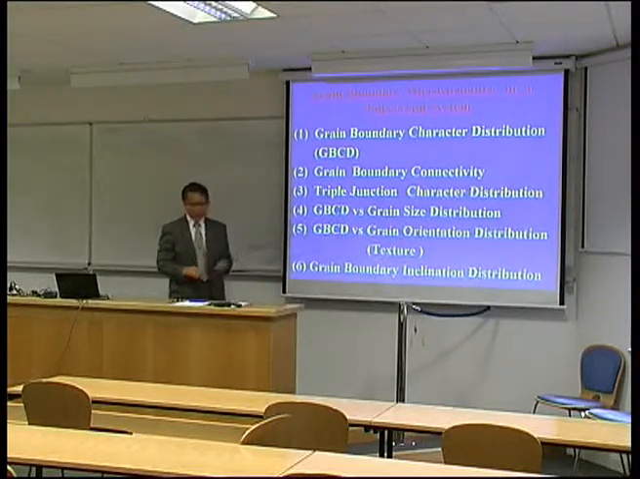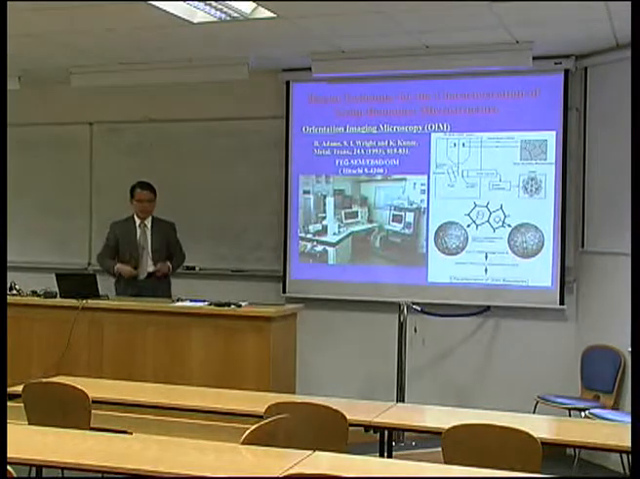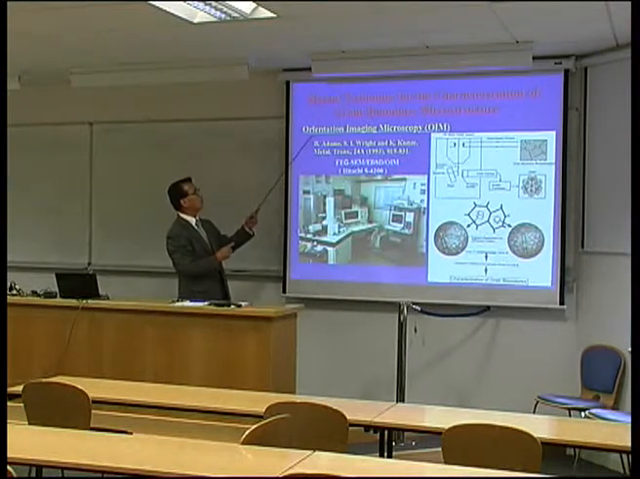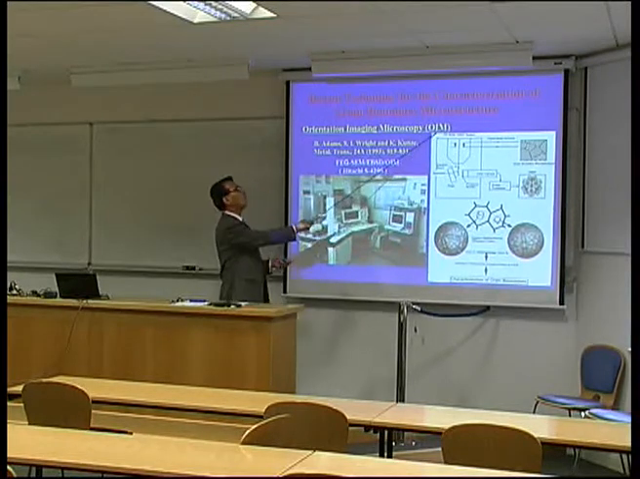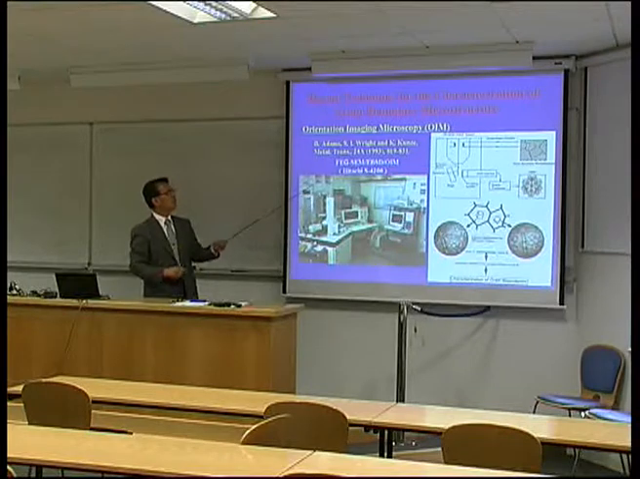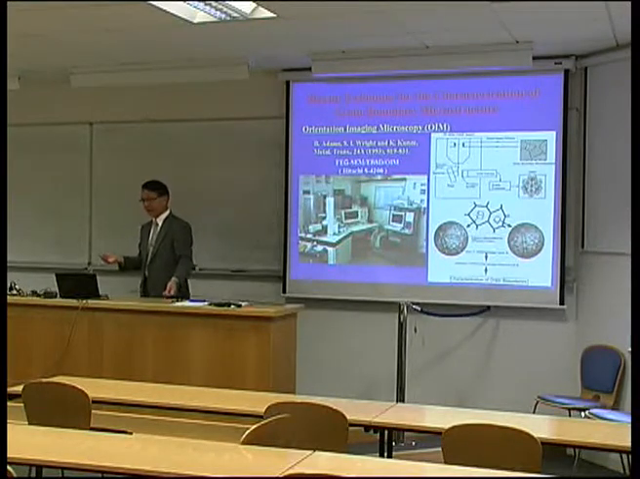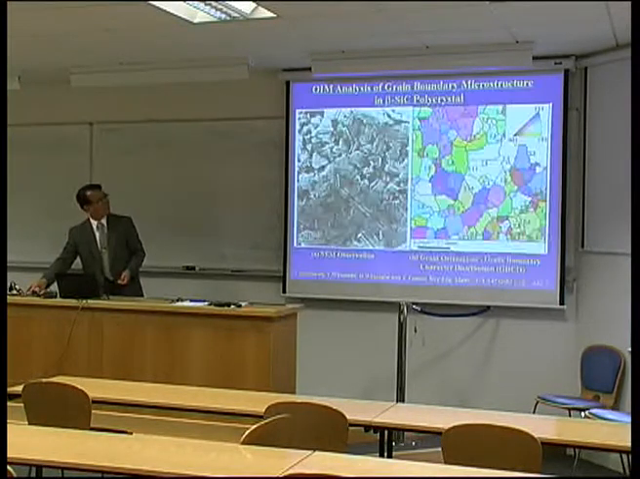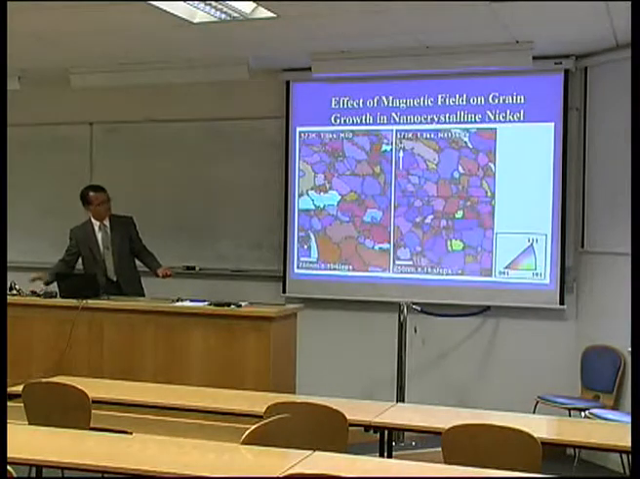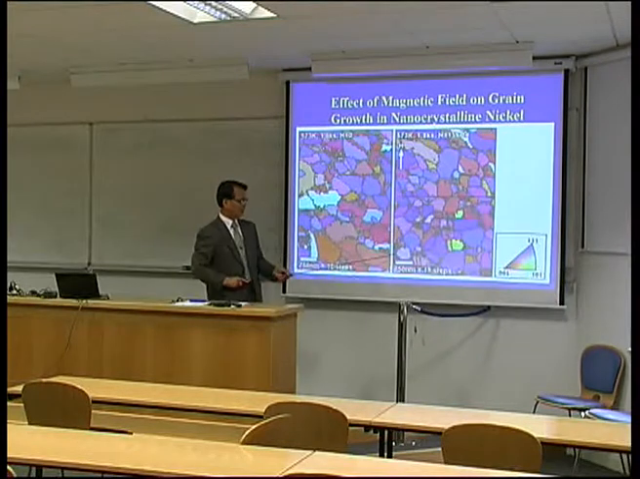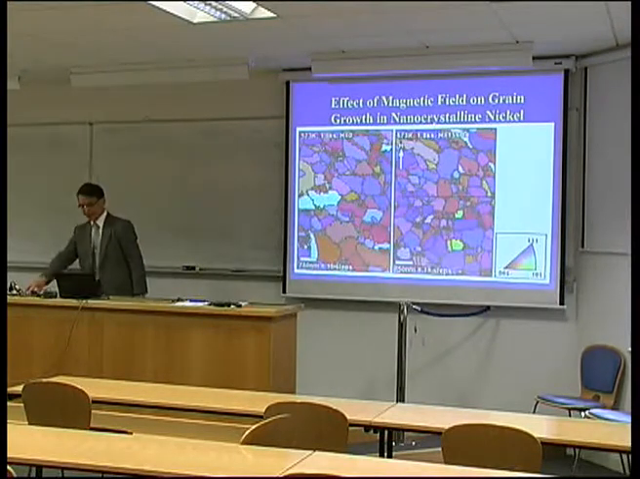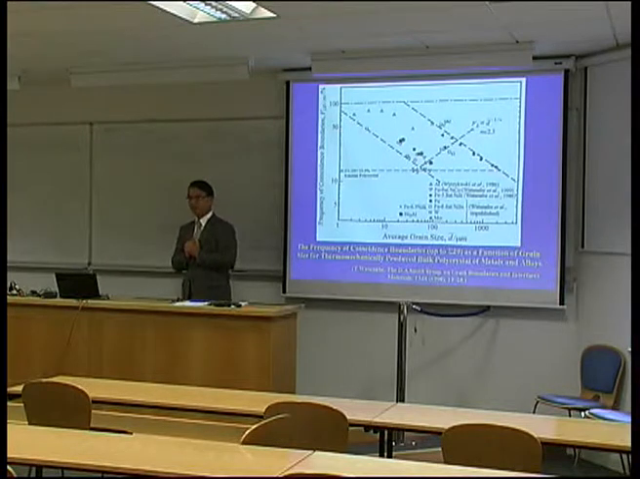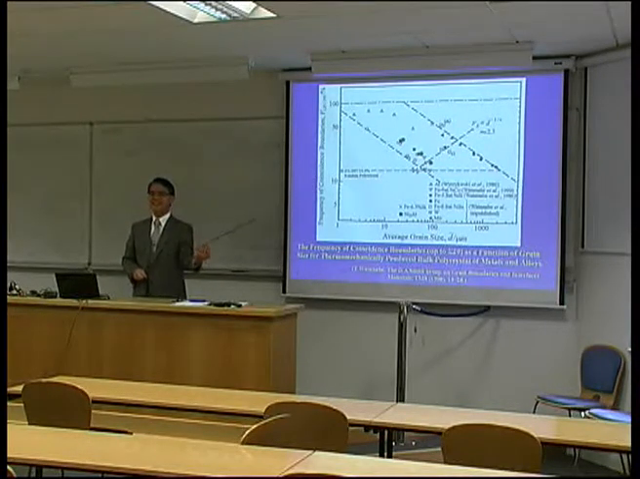But anyway, we can determine such a parameter by using, for example, the recently developed orientation imaging microscope, called OIM. If you use a field emission gun SEM, I think you can characterize all the grain boundaries, even, as I mentioned last time, in ceramics, even such nano grains, fine-grained material like this.